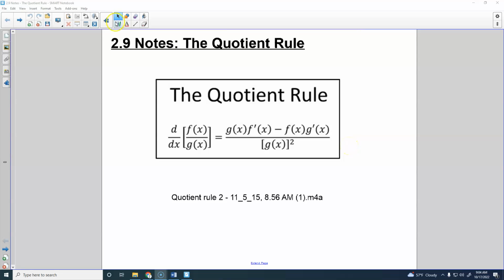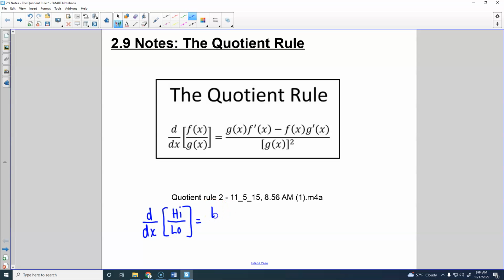There is a saying, kind of, that we use to help us remember this. If we're taking the derivative, instead of thinking f and g, we could call the top function the high function and the bottom function the low function. A lot of teachers use this to help kids remember the quotient rule.